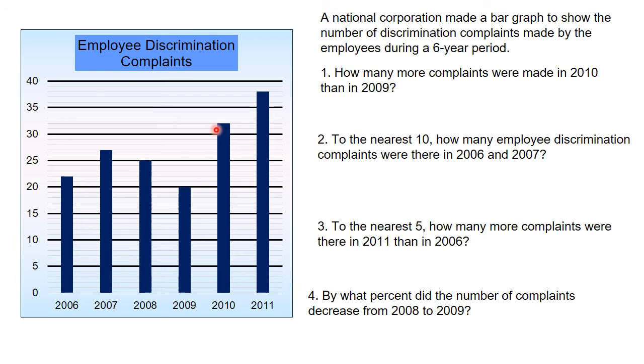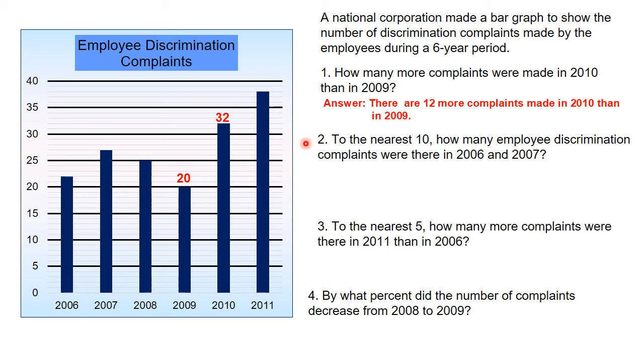So this is approximately, okay, we have here 32. And then we have the line here going to there. So we have 20. That means there are 12 more complaints made in 2010 than 2009, as we subtract 32 by 20.